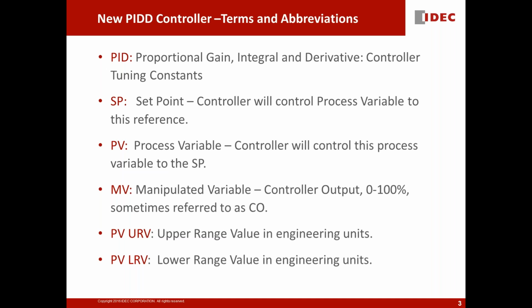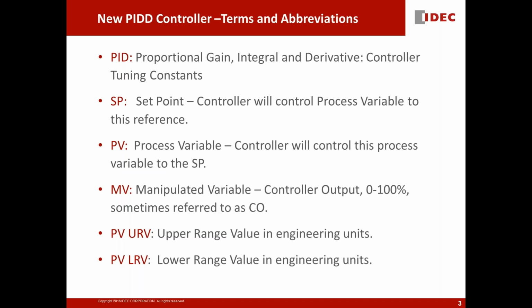Okay, so MV is the manipulated variable, or the PID output. The PID we will go over is going to be the PIDD with the extra D, which stands for derivative decay. That's a special PID, the newest PID IDEC added to the FC6A. And you will see new terminology you may not see in the older version of PID.